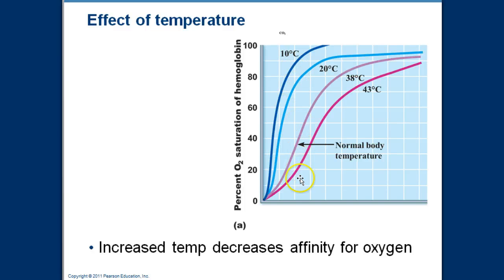So if you hold the partial pressure of oxygen the same and just look at the different temperatures, higher temperature means lower affinity, more oxygen is being dumped into that blood, or excuse me, into that tissue.